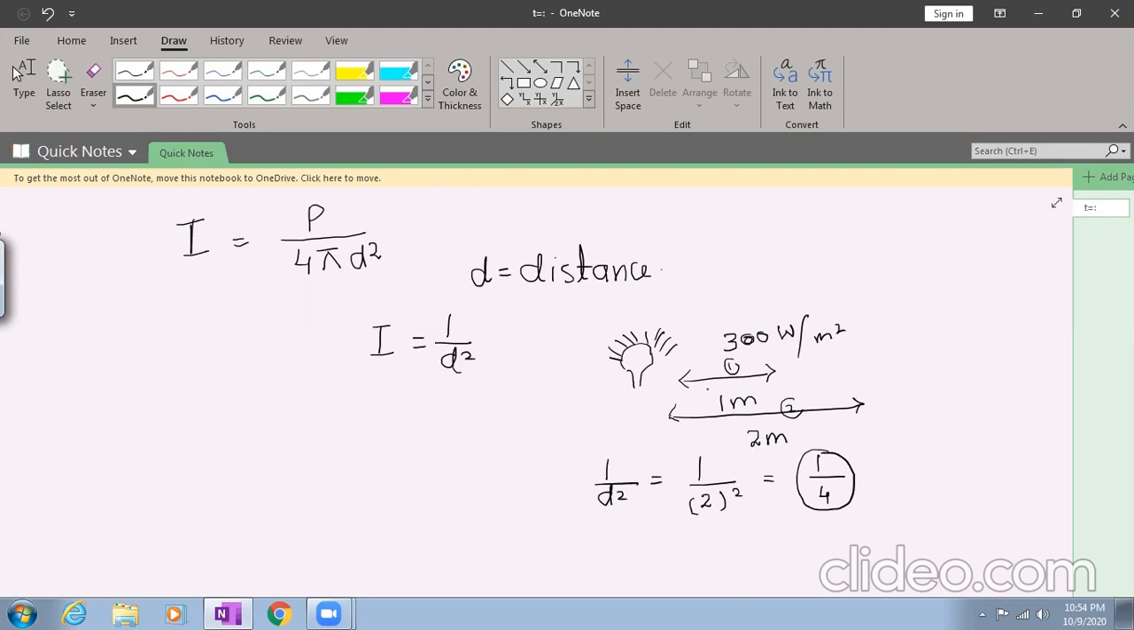How? Let's see. Initially, when it was 1 meter, the light intensity was 300 watt per meter square. But now when I double the distance, what will happen? The light intensity will be 300 divided by 4. When you divide 300 by 4, you get 75 watt per meter square. So what is 75 watt per meter square?